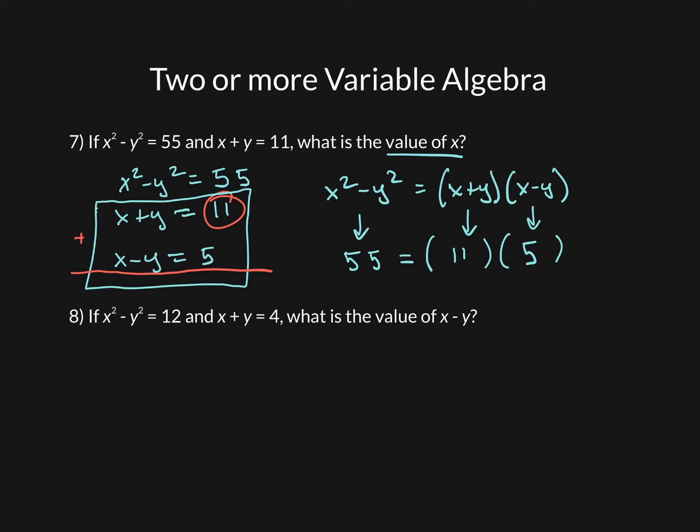And x and x gives us 2x. Y plus negative y would cancel out. And then 11 plus 5 would be 16. So now we have 2x equals 16. So we divide by 2 on both sides, and we would get x equals 8 as our final answer.